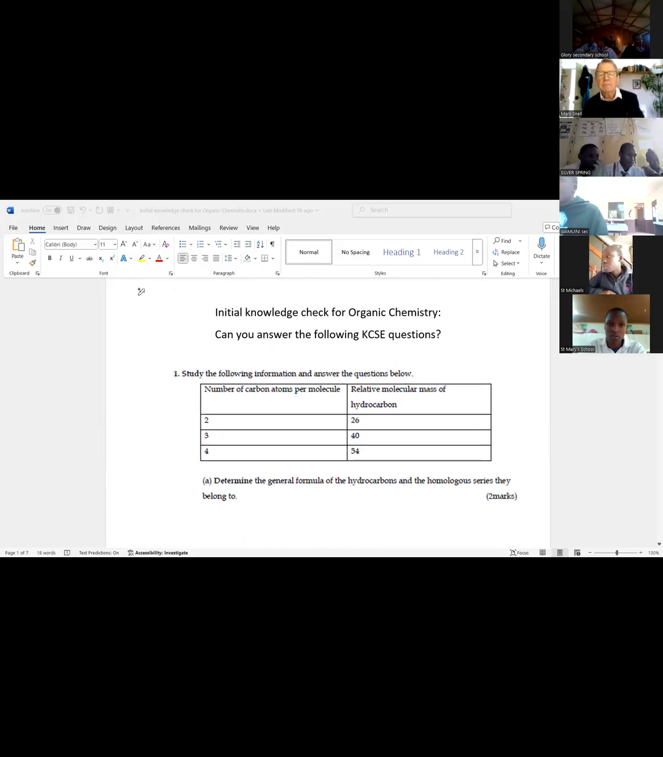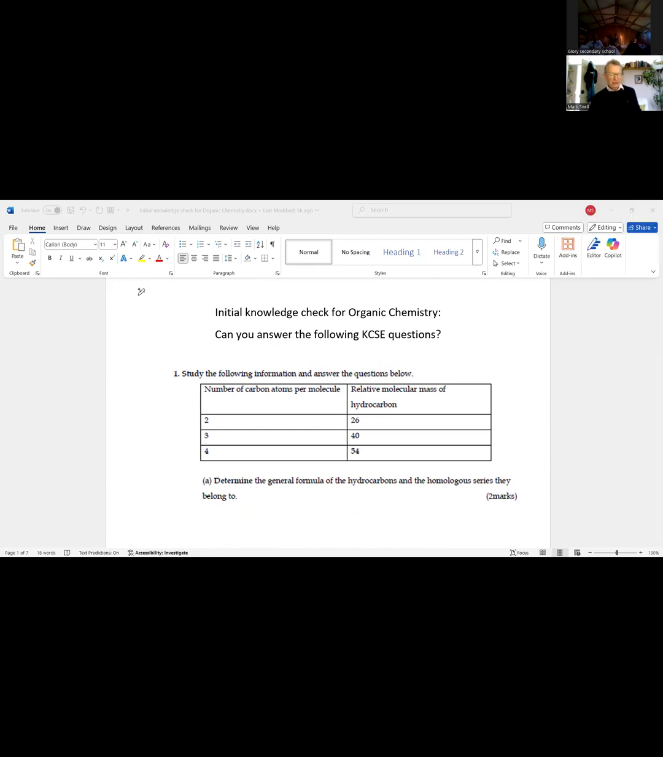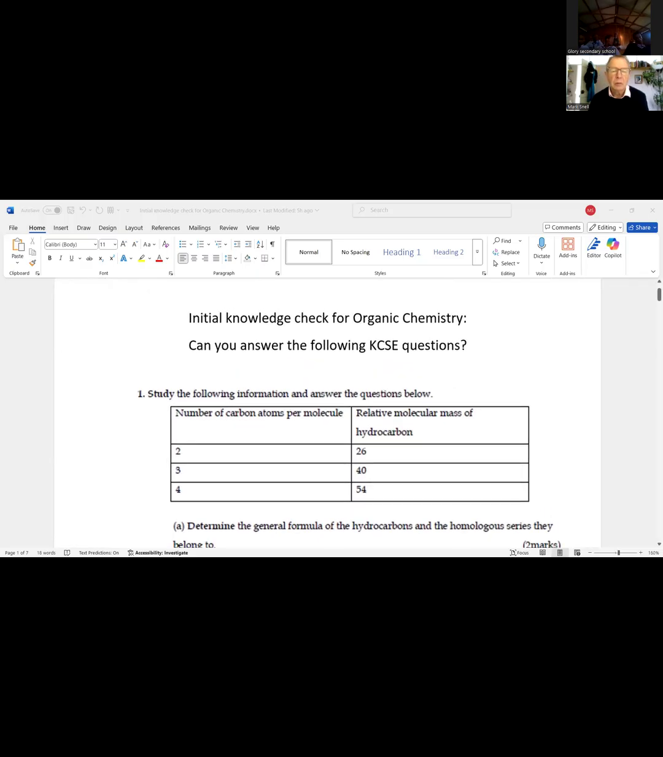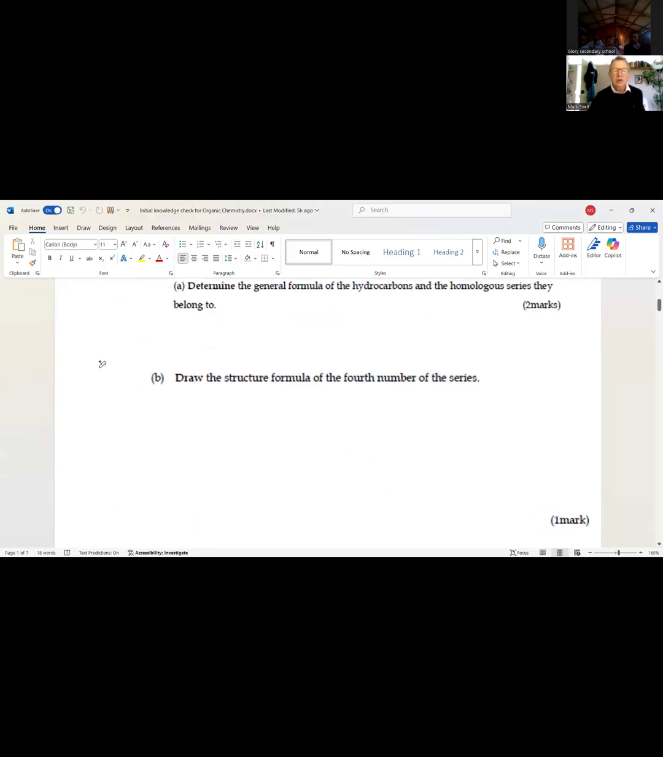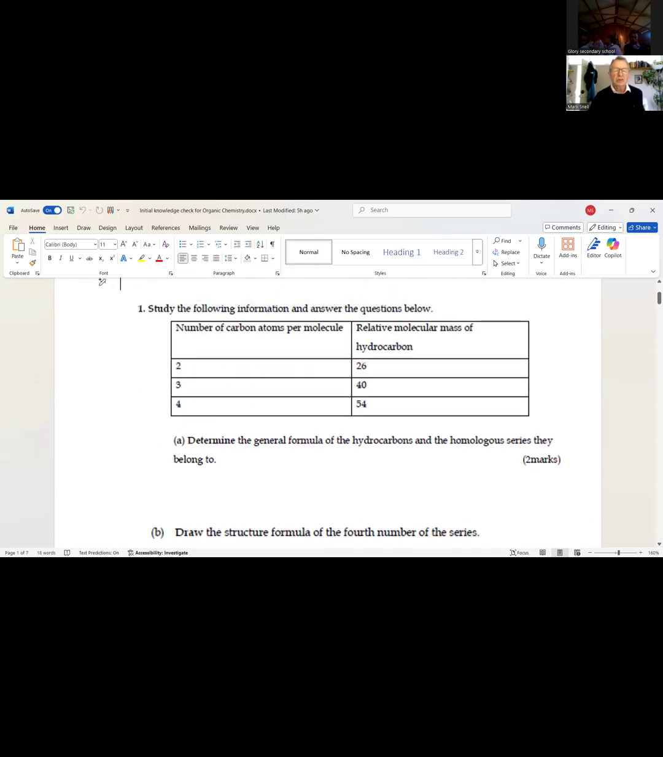So here are some more general organic questions from paper 1 and paper 2 from various ones. I'll make it a little bit bigger for you. Here it is. So these are proper KCSE questions, which we're going to concentrate on because they are quite straightforward. So in the first one, it says, look at the table, and you have to basically work out what is happening.